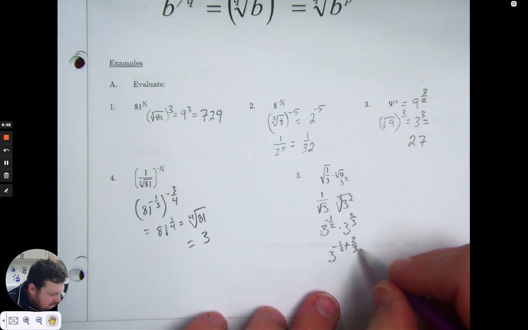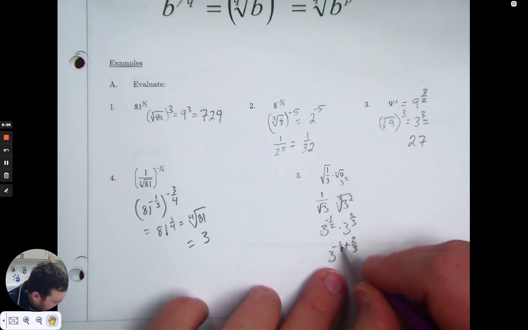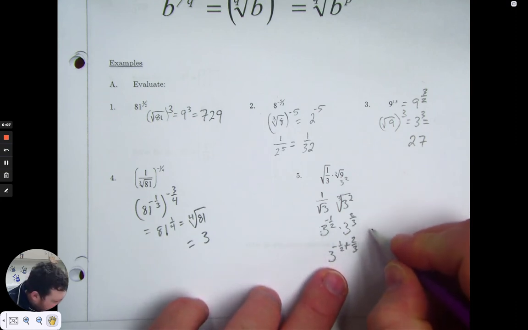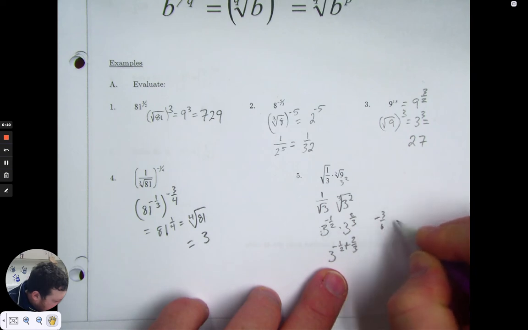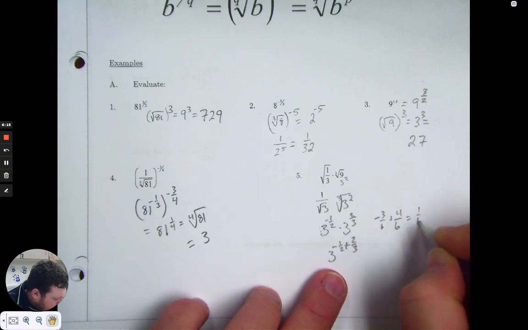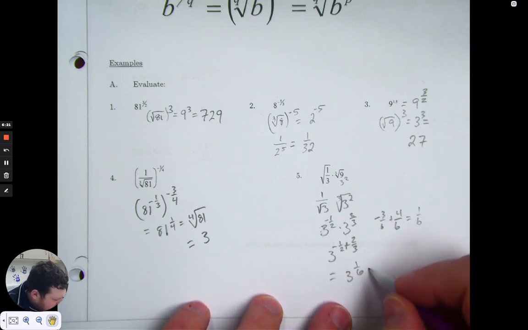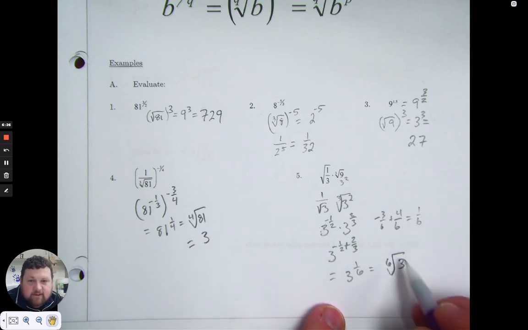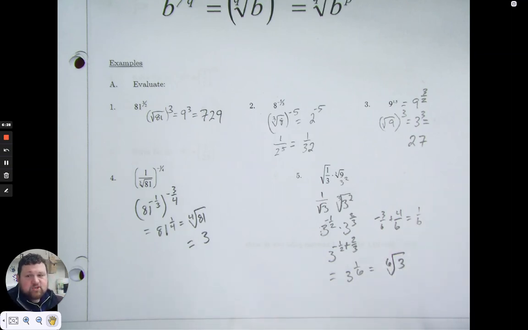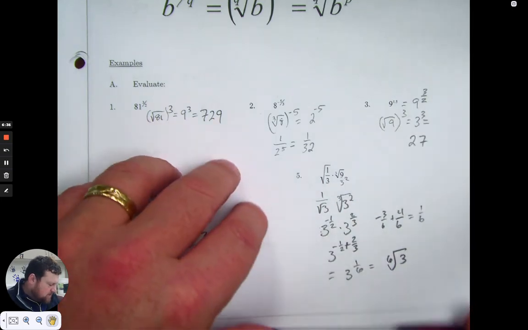And when we have that, we can add those together. Negative 1/2 would really just be a negative 3/6, and 2/3 would be a positive 4/6, which gives us just 1/6. So this is 3 to the 1/6 power, which is just the 6th root of 3. And that would be your final answer, as far down as you can simplify. So really what we're doing is manipulating all of these around to figure out the easiest way to eliminate as much as we can.